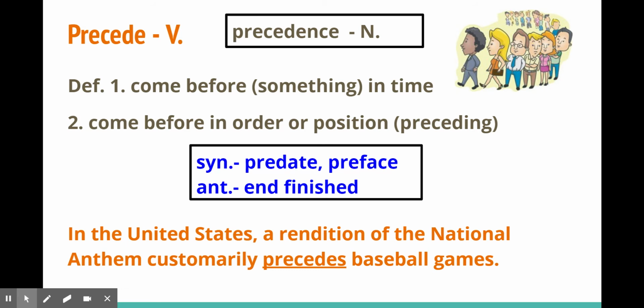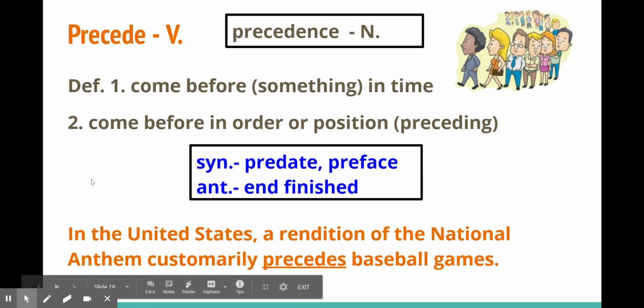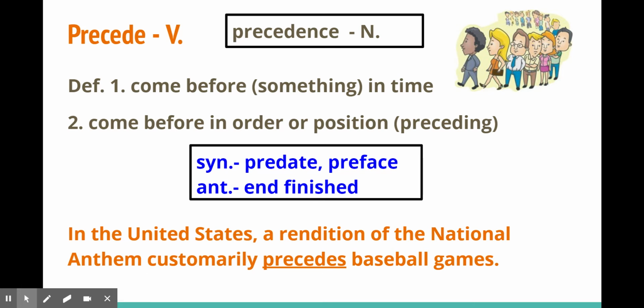So your sophomore year precedes your junior year. Your junior year precedes your senior year. The other definition, come before in order or position, okay? So if we are in line, the first person in line precedes the second person in line. The synonym: predate or preface. Antonyms: end or finished. In the United States, a rendition of the national anthem customarily precedes baseball games.